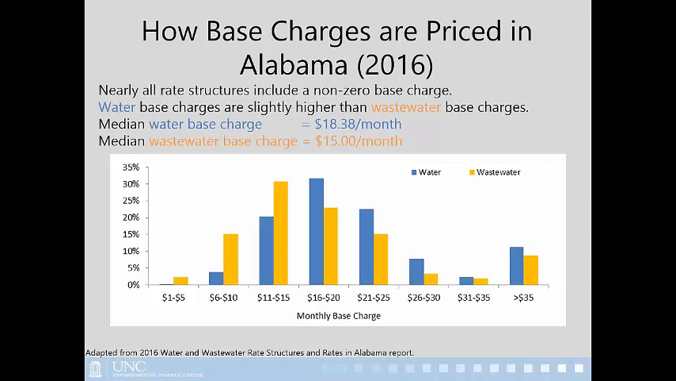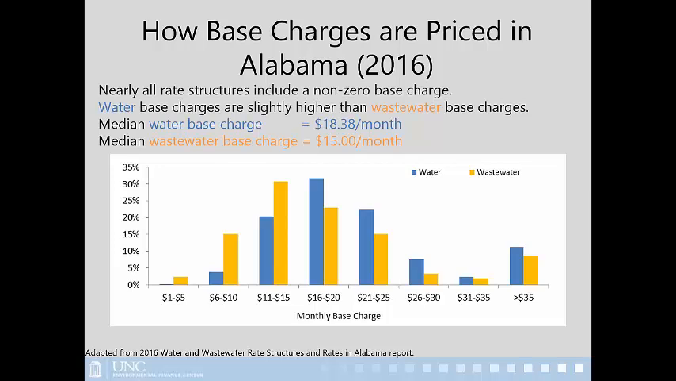You can see the bar chart here, but I'll talk through the main points. It seems that water base charges are typically higher than the wastewater base charges. Actually, we found overall in Alabama, water rates seem to be higher than wastewater rates, which, compared to a lot of other states, including North Carolina and Georgia, so southeastern states, is actually kind of unusual. Most states will find that the wastewater rates are significantly higher than the water rates. Alabama is a little bit unique in that sense, where the water rates are higher.